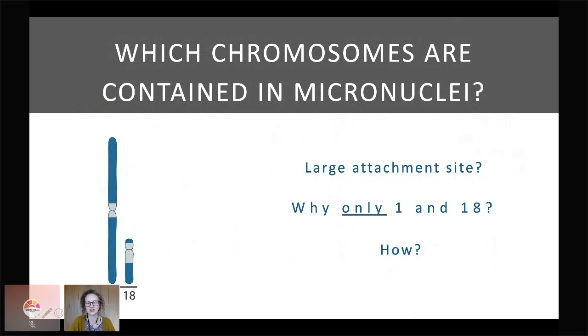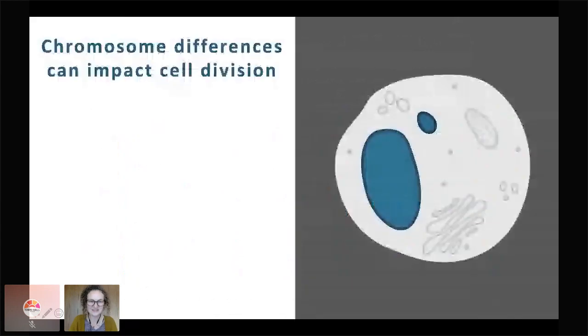And then the ultimate goal of this is to understand how these chromosomal differences and differences in size can actually cause one specific chromosome to be affected by a mitotic error. And I really would like to understand the mechanism of how this occurs later on in my project. And so just to conclude, so far, from the few results I have, it looks like chromosome differences can impact cell division, and that we do see specific chromosomes in micronuclei.